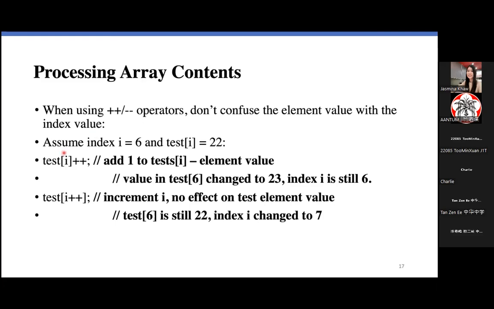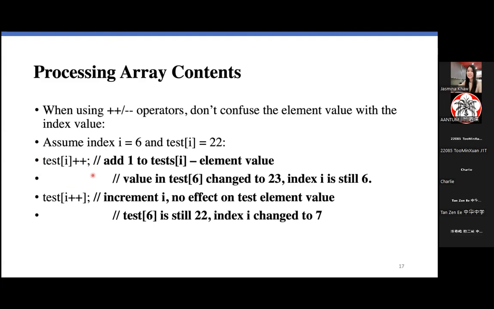Okay, here we have the situation. Assume that index number I is equal to 6, and the value that we store inside the location with the index number of 6 with the array name of test is 22. Here we have the example. This is the array name test with the index number of I. If we have index number of I, it means that we have the value of 6. We need to access the position of the value in the array with the index number of 6.